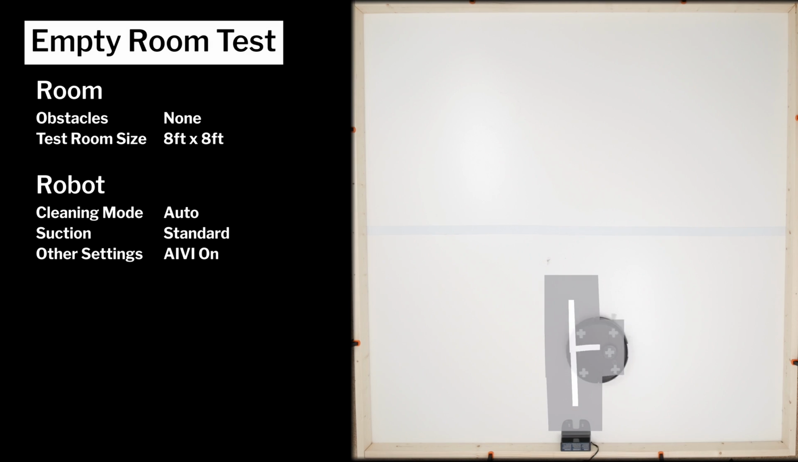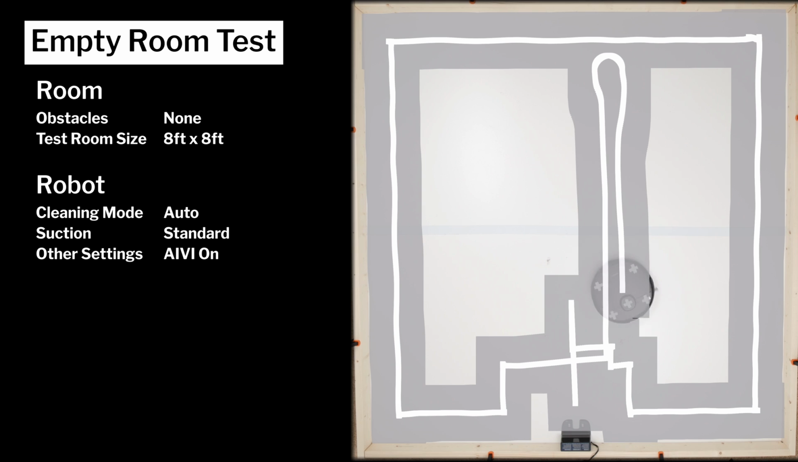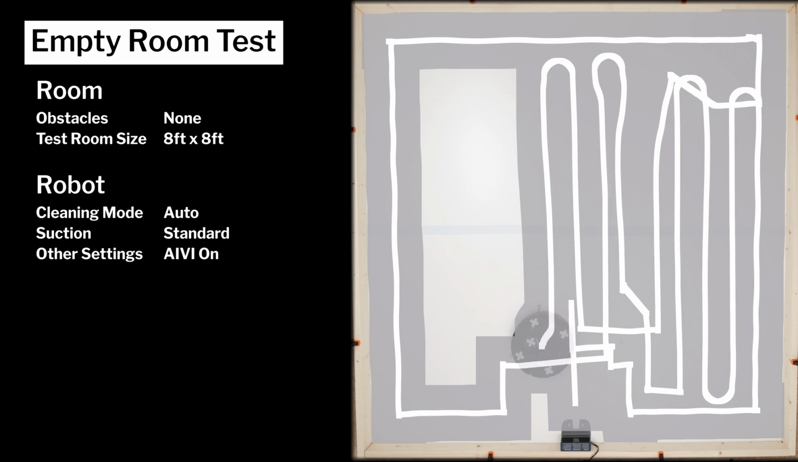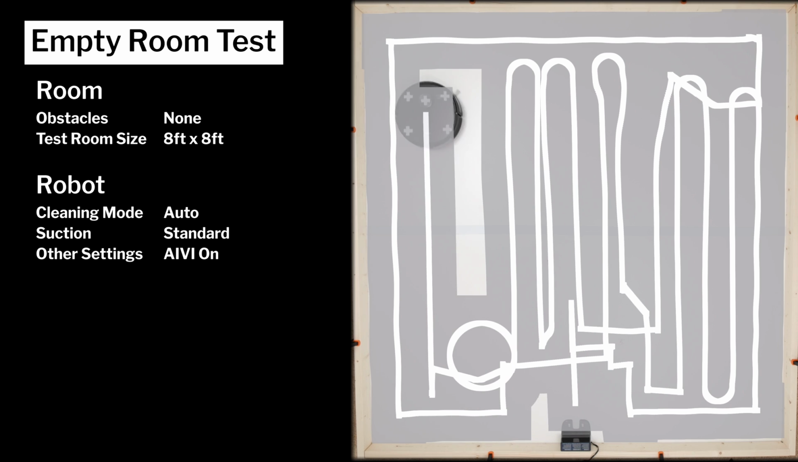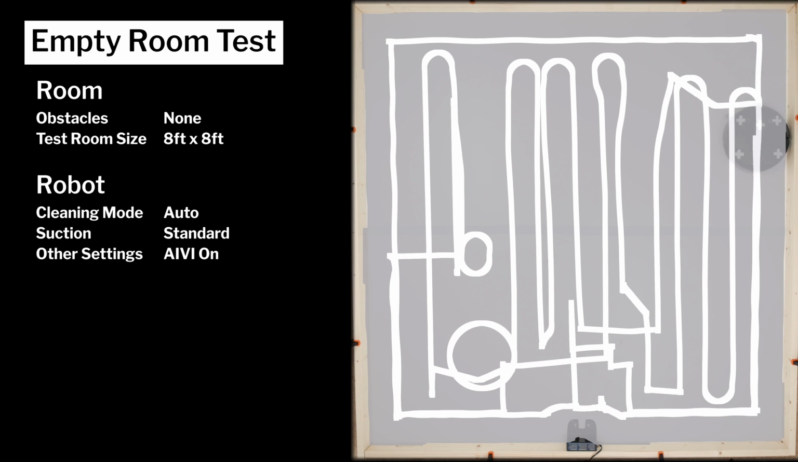In our empty room testing, we see how the T8 uses LiDAR navigation to move around the room. Note how it mostly moves in a row-by-row pattern, but unlike most other LiDAR robots we tested, also adds circular patterns to its cleaning cycle. It's unclear why it adds these patterns.